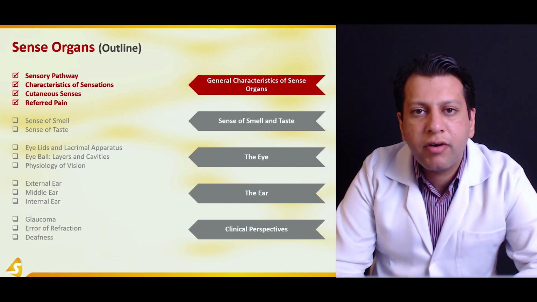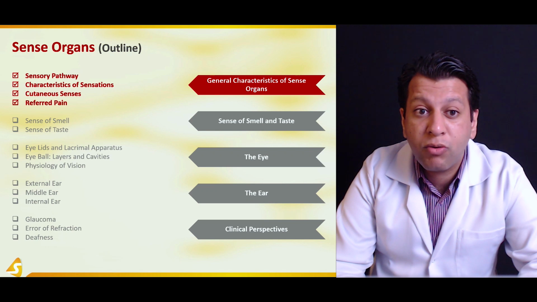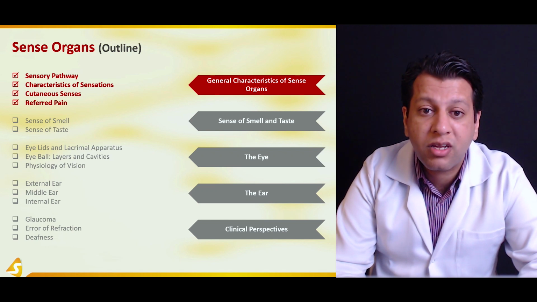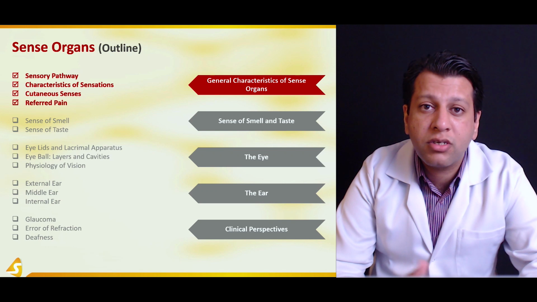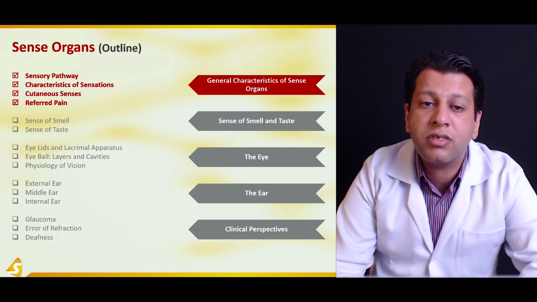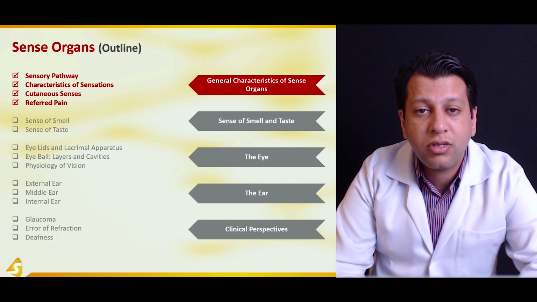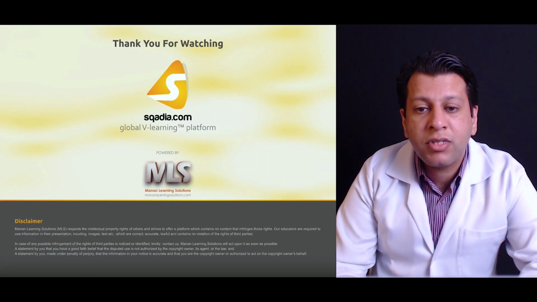By this, we have covered the first section. We have covered what the parts of the sensory pathway are, how the sensory pathway is formed, what the characteristics are, what the projection is, and what the after stimulus is. We have discovered what the receptors in the skin are which detect cutaneous senses, and then lastly, what referred pain is. Thank you very much.